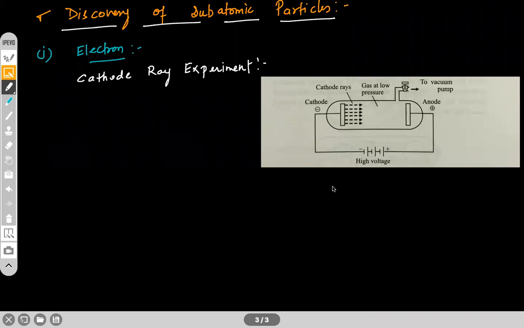So what happens here, we take a cylindrical glass tube. This is a discharge tube. The cylindrical glass tube that you have is the discharge tube.